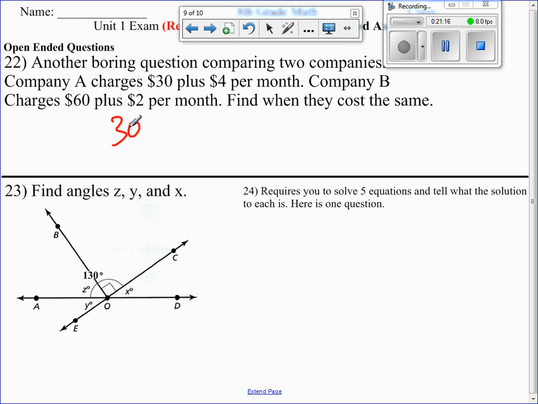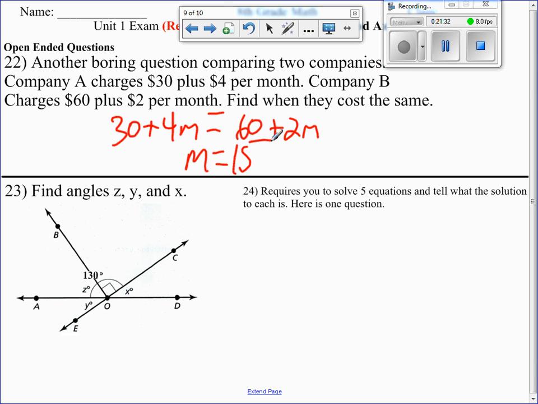Company A charges $30 plus $4 a month. Company B charges $60 plus $2 a month. Find when they cost the same. Set them equal. Solve. M equals 15. Or X equals 15, whatever you choose to use.